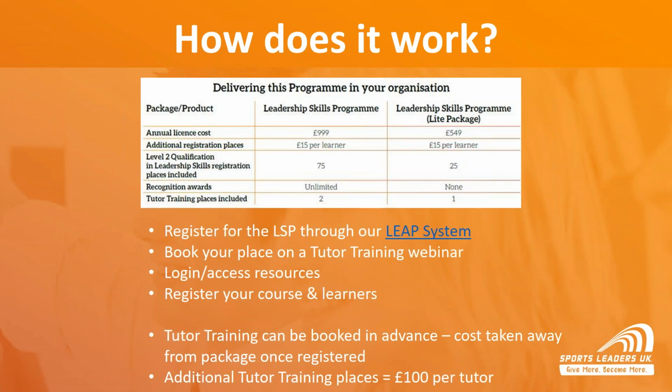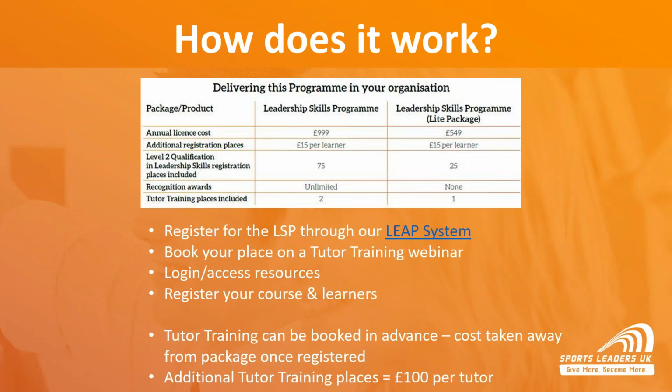The way it operates is on a yearly license basis per organisation. So we have two options available. One is the Leadership Skills Programme for 75 learners. So you can put 75 students through a level 2 qualification for £999, which is pretty good value per head.